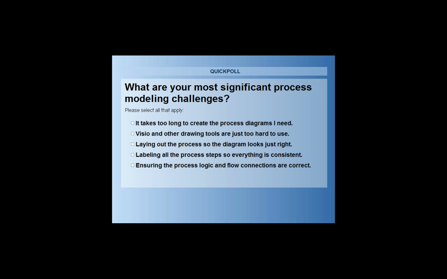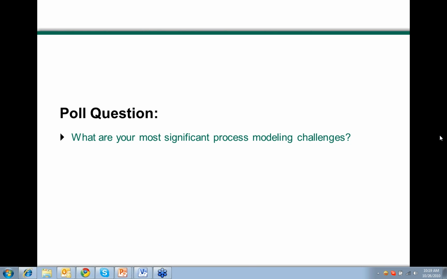Is anybody going to, people are, here we go, keep voting, here it comes. Laying out the process so the diagram looks right. This is a multiple choice question. Labeling all the process steps so everything's consistent, and ensuring the logic and flow are all correct, right? So as soon as I hit the 75% voting threshold, I'll close this poll. And just a couple more of you. There we go. Okay, so let me share those results to you.